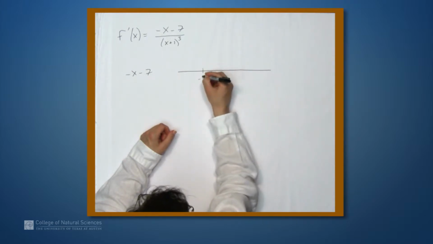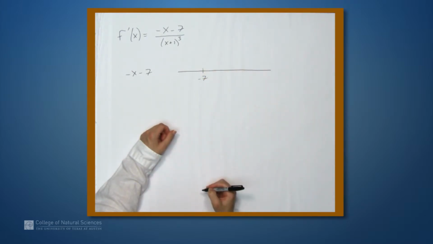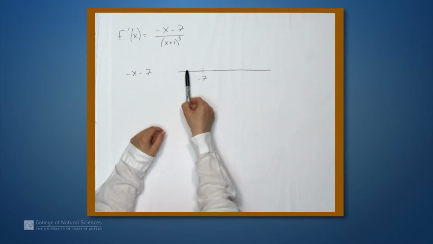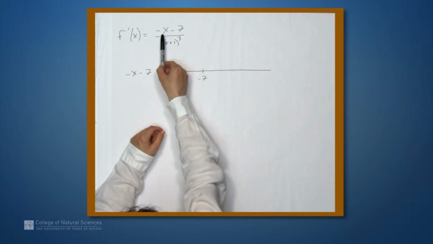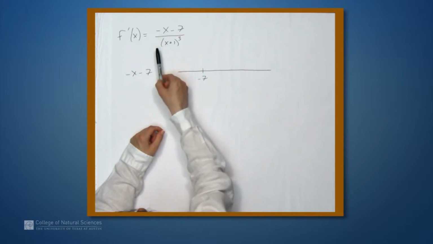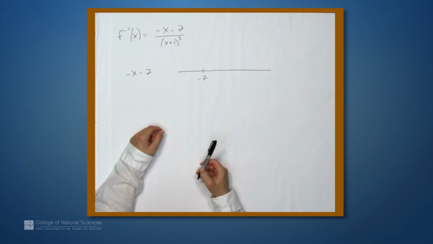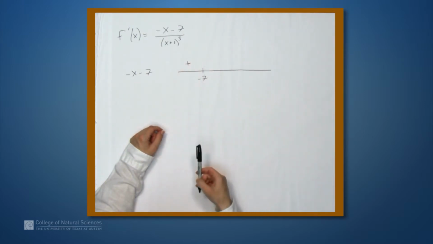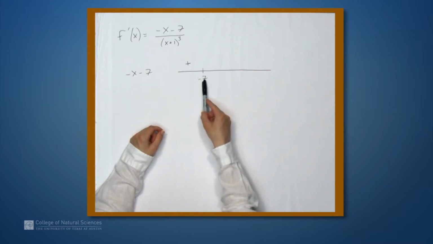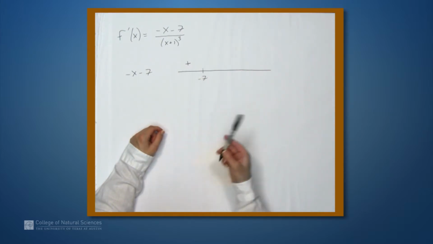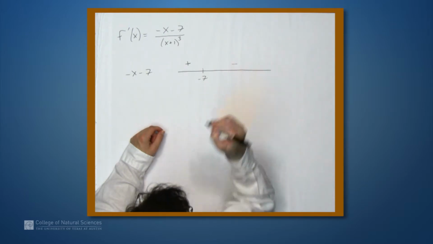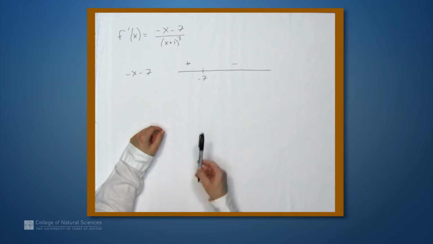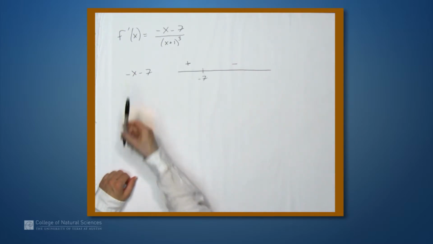So let's put negative 7 on this line here. To the left of negative 7, this thing is positive, right? If we plug in, say, negative 8. Well, negative times negative 8 is positive 8, minus 7 is 1. So this thing is positive. Negative x minus 7 is positive for values of x smaller than negative 7. And similarly, it's negative for values of x larger than negative 7. So here's our little sign chart for negative x minus 7.